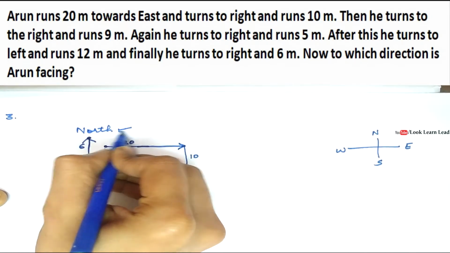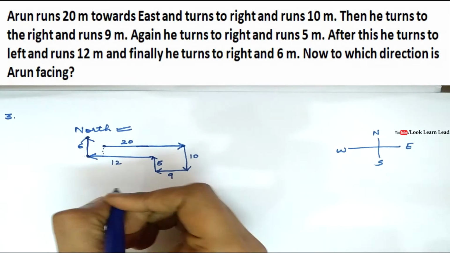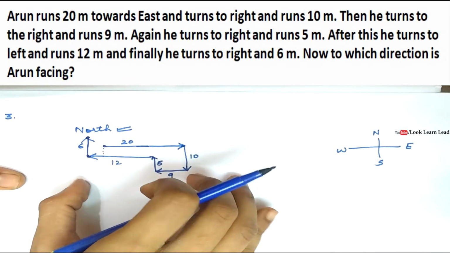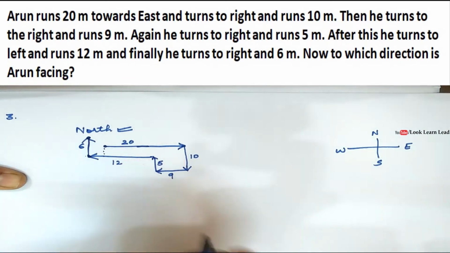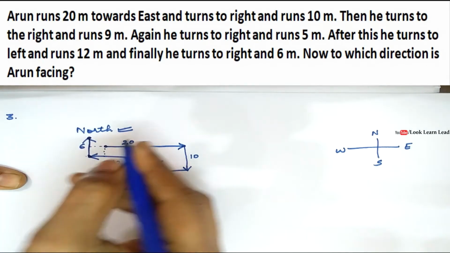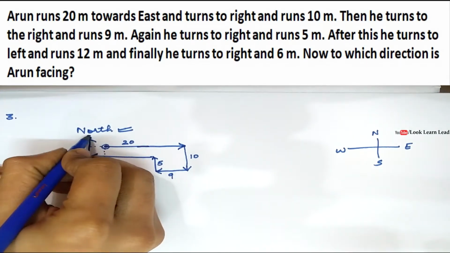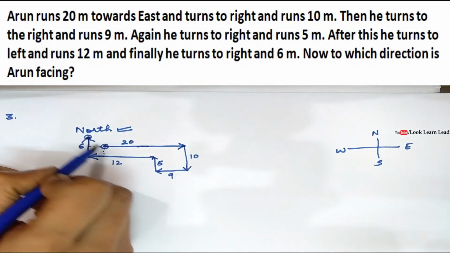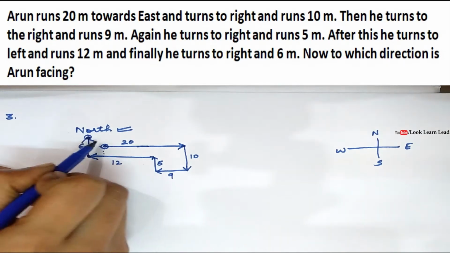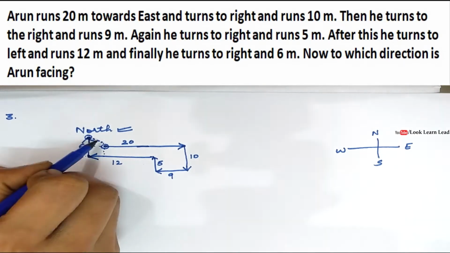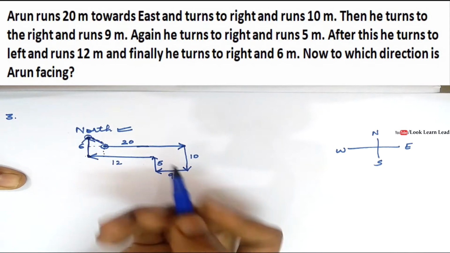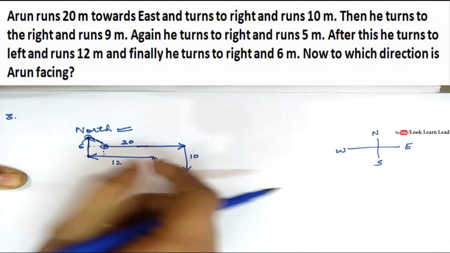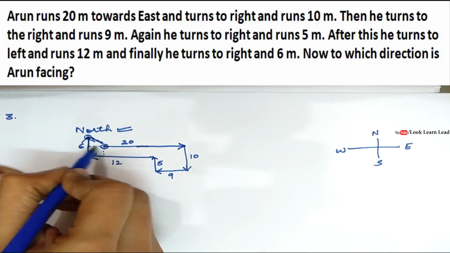North is the answer for this question, but other questions can be asked. Maybe they can ask what is the starting distance between this and this. What is the distance between Arun's starting distance and ending distance? So you have to calculate this distance. Here also you should use the hypotenuse theorem. For this you need to calculate this distance.